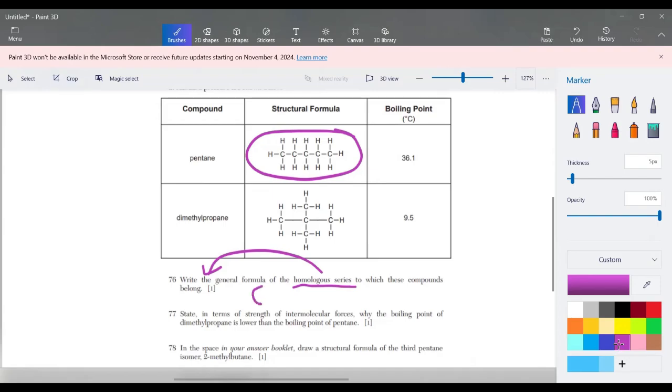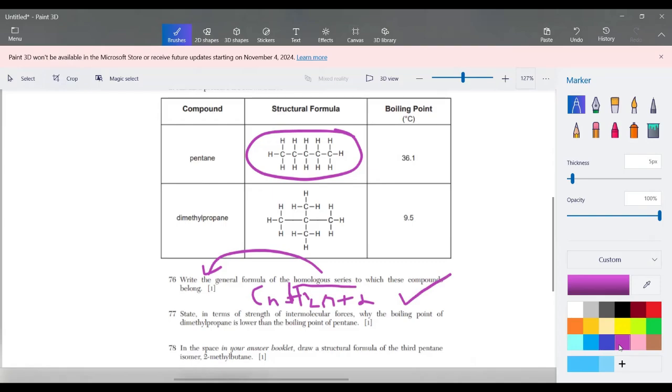If you can write this, sorry, my terrible handwriting, CnH2n+2 is the general formula for alkanes. You just copy it off of Table Q. They weren't testing you on whether or not you memorized it, because it's on the reference table. They were testing you on whether or not you could tell that this was an alkane.